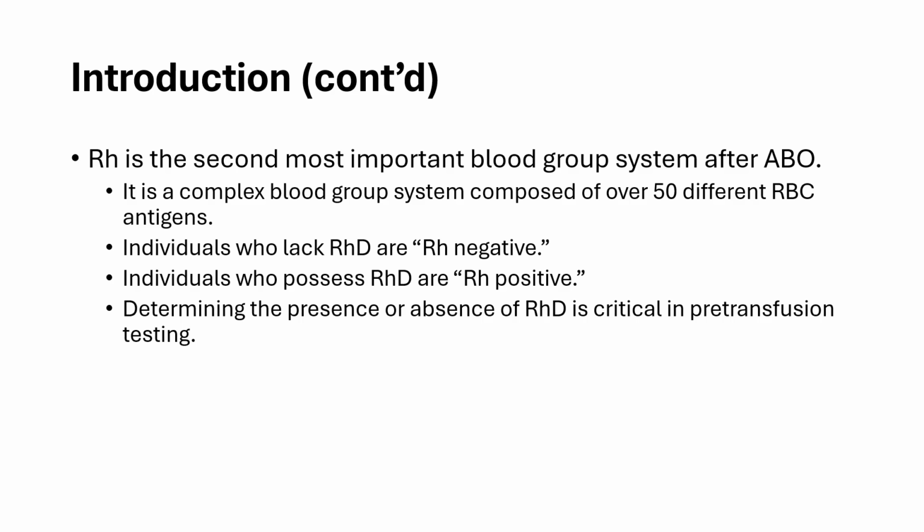For the complexity of it, the Rh system includes over 50 distinct red blood cell antigens, and the most clinically significant antigen is the RhD, or Rh negative or positive. So we have RhD status: individuals who possess the RhD antigen are classified as Rh positive. Individuals who lack the RhD, or just D, antigen are Rh negative.